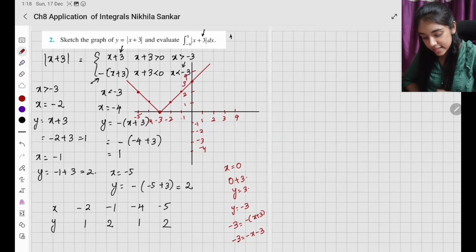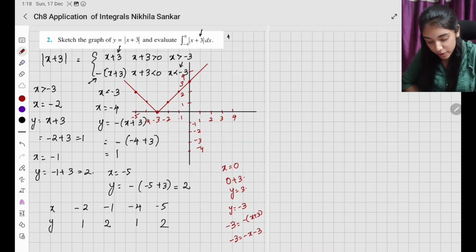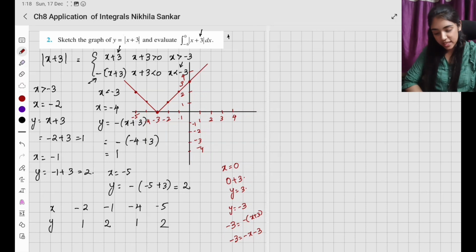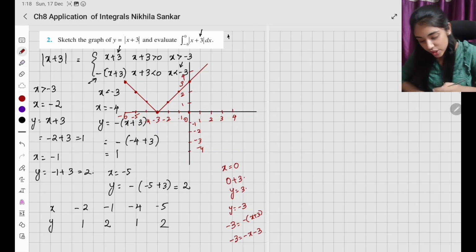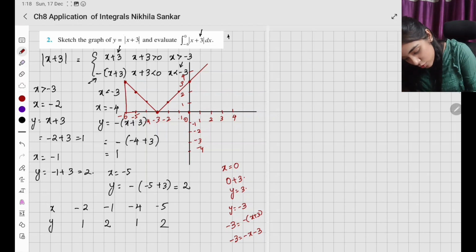Now what are they asking? They are asking to sketch the graph. So the graph sketch is done, and evaluate the integral from minus 6 to 0 of mod of x plus 3. Now minus 6 to 0, we are talking about this, up to 0. At this place there is a minus 6. So this particular point is going to be minus 6. So which area are we going to find out? Minus 6 to 0. So I'm going to find out this whole area.